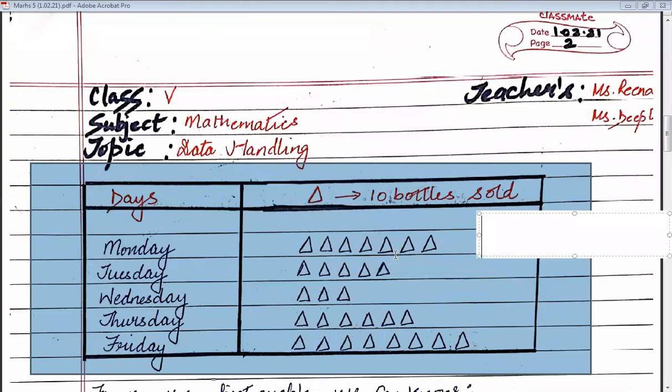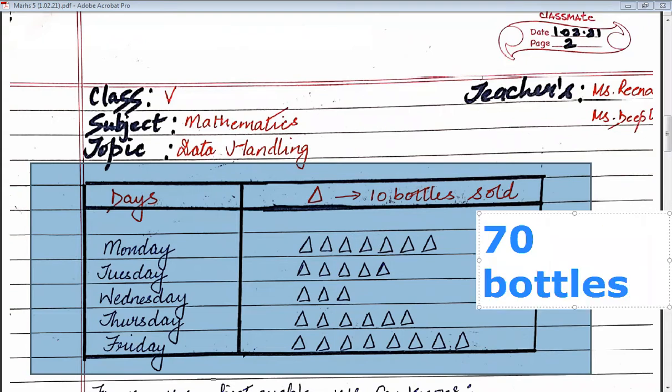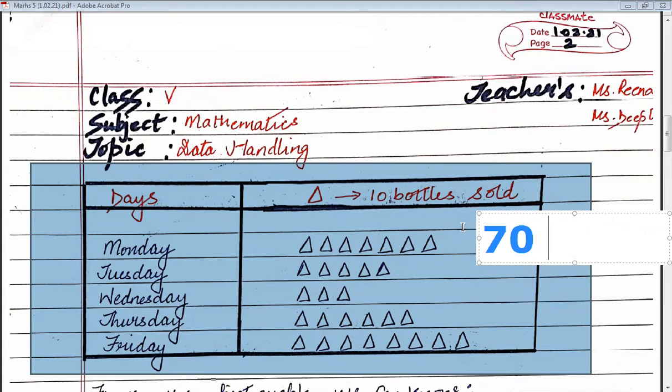Now on Monday, children, can you see how many triangles are there? There are 7 triangles. You can count. There are 7 triangles. So can you tell me how many bottles were sold? Yes, it is 70 bottles. Why 70 bottles? Because one triangle means 10. So 7 triangles means 70. Okay, children, so this is 70.